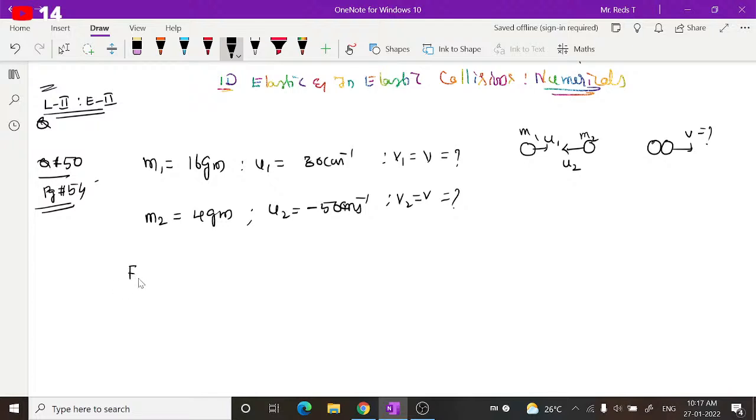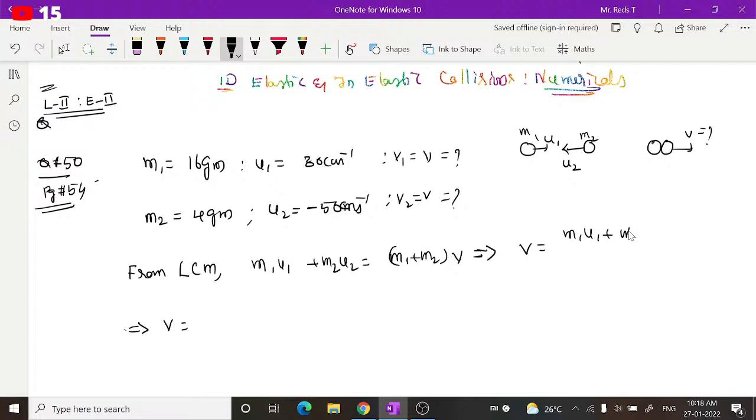From the law of conservation of momentum, the initial momentum of the system is equal to the final momentum. M1 u1 plus M2 u2 is equal to M1 v1 plus M2 v2. V is the same, so (M1 plus M2) into V. So from this we can say the common velocity V is equal to (M1 u1 plus M2 u2) divided by (M1 plus M2), the total mass.